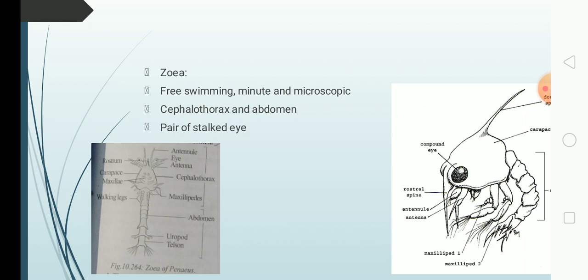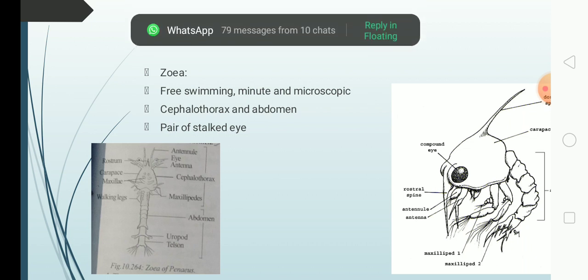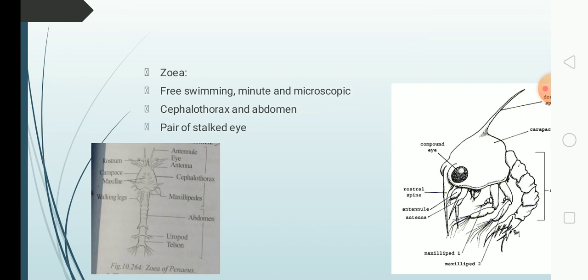The abdomen will be having 6 segments, and at the end of the 6th segment there will be a fork called a telson. The abdomen is without appendages. So only 13 pairs of appendages are observed, that is 5 in the cephalic region and 8 in the thoracic region. The thorax region will be having 3 pairs of maxillipedes with 5 pairs of walking legs.